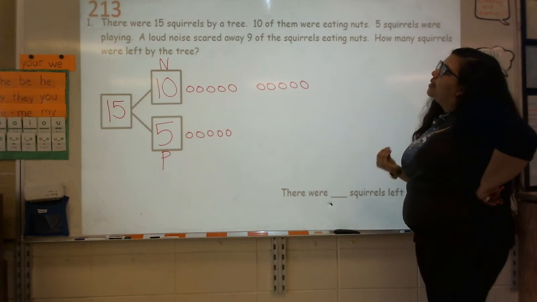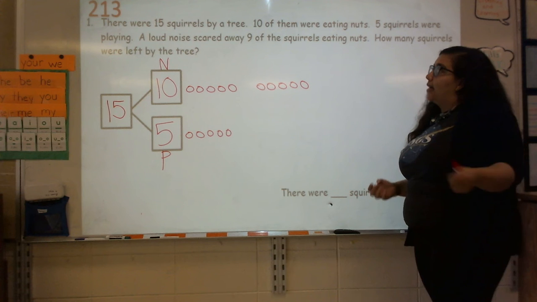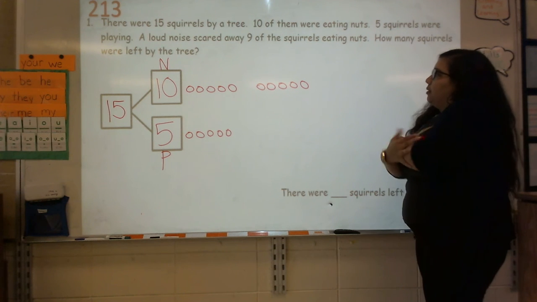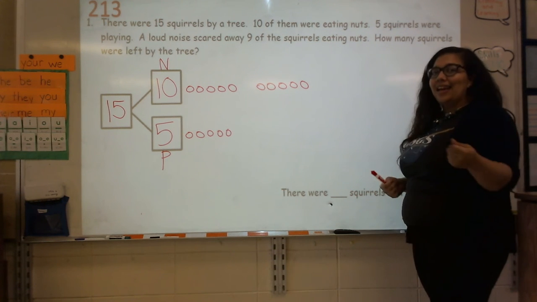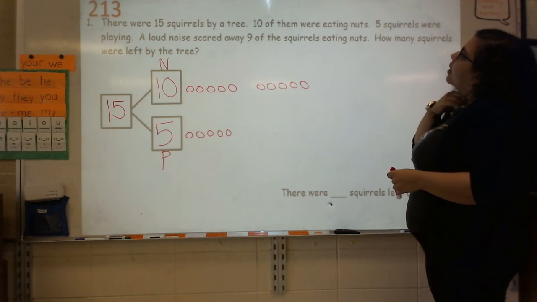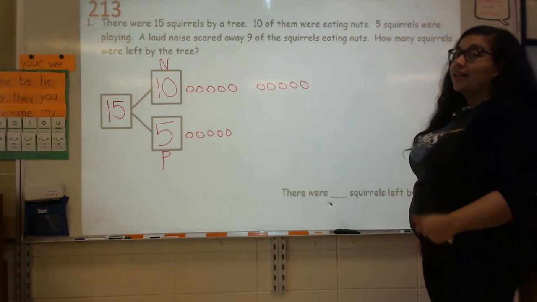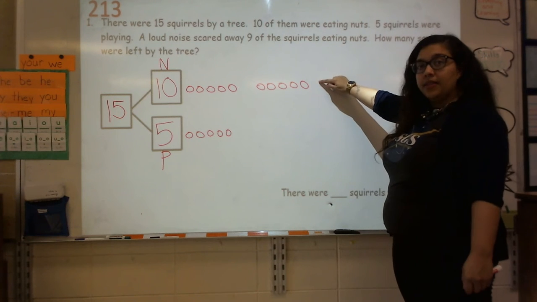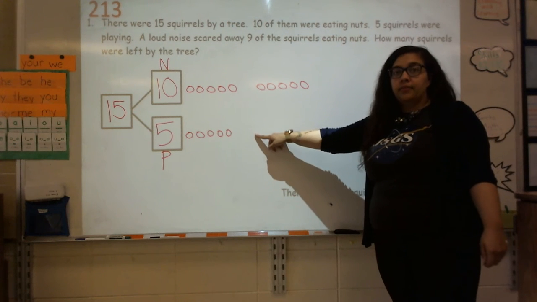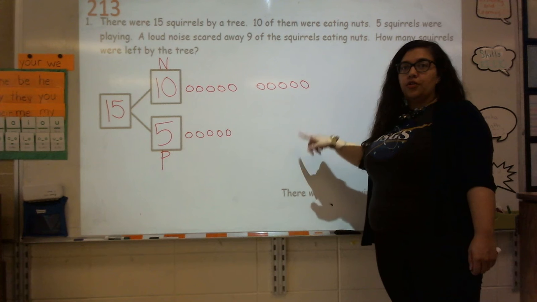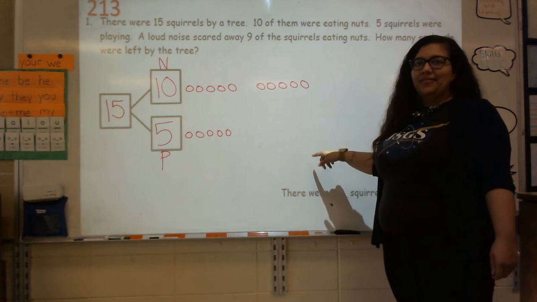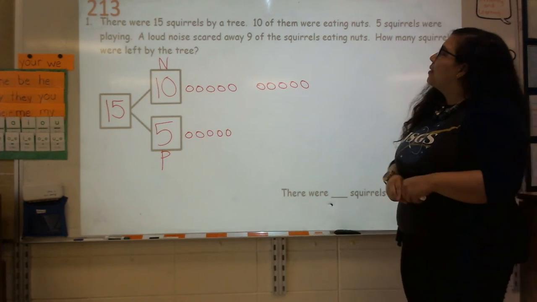Now, we need to take away the 9 that got scared. It said that the scared squirrels are the ones that are eating nuts. So will I take my 9 from this group or from that group? A or B? 1 or 2? Top or bottom? Yes, I'll take it from the top, all right?